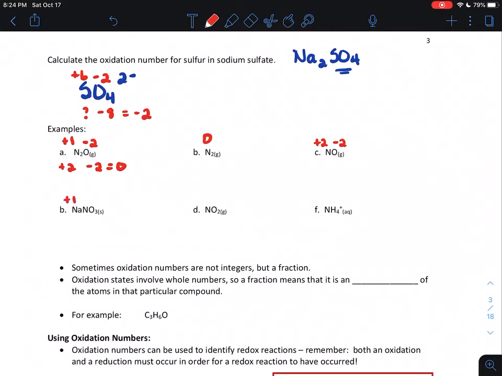NaNO3. My sodium is +1 because it's a sodium ion. My oxygen is -2. So this gives me -6 plus 1. So what number there? And I'm hoping that you guys can see that it's +5 for the nitrogen, because that has to equal 0. For NO2, -2. -2 times 2 is -4. It's got to equal 0. So that one nitrogen has to be +4.